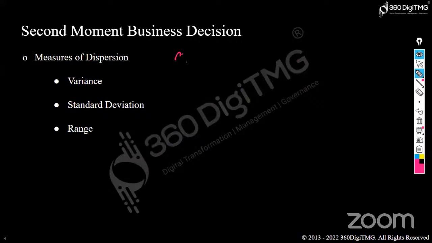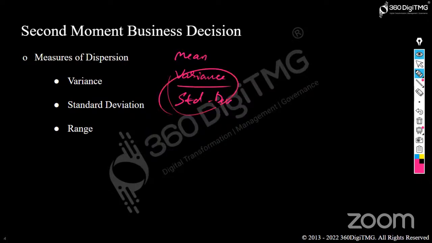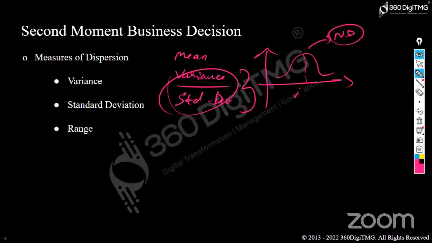Now, when you calculate the mean value, you can also calculate the variance and standard deviation. What do variance and standard deviation do? They check whether the data is normally distributed or not. When I say the data is normally distributed, then the mean value will be 0 and the standard deviation value will be 1.